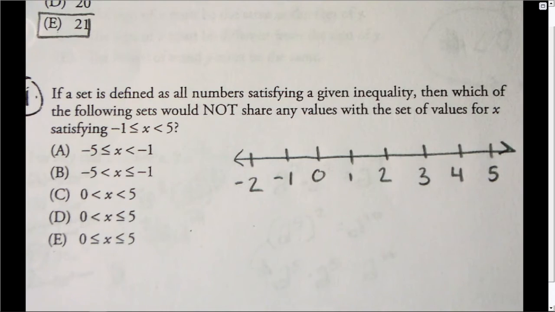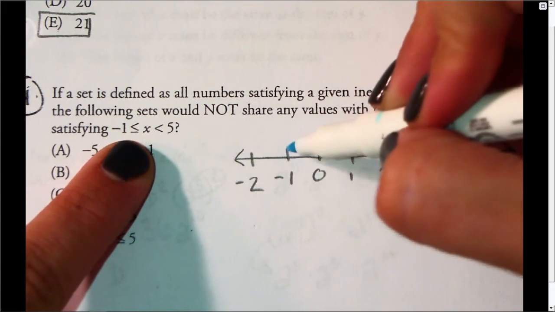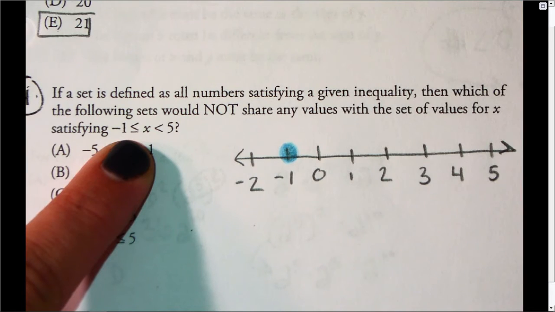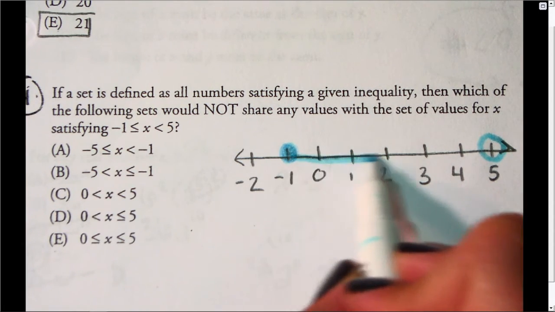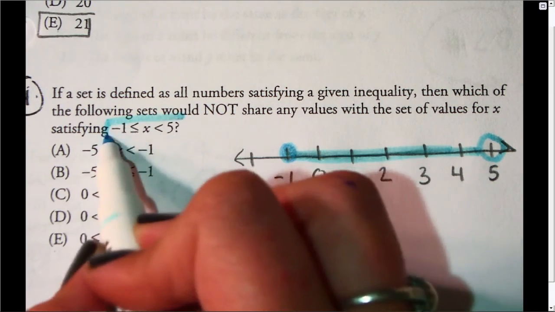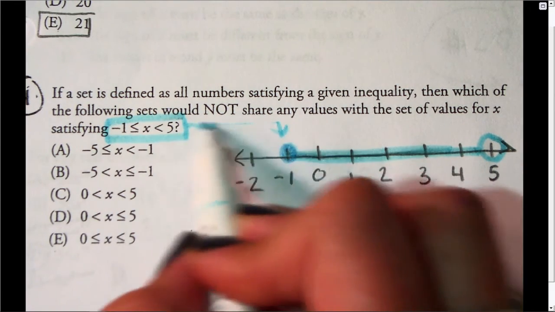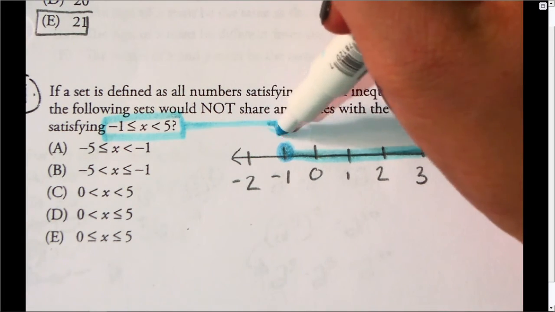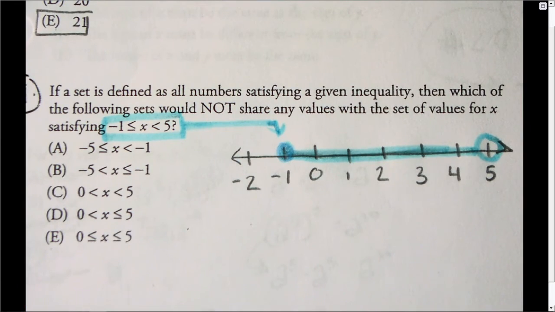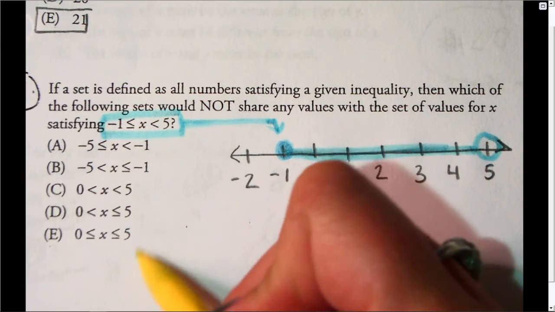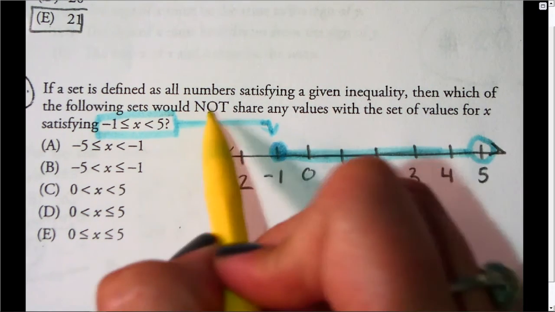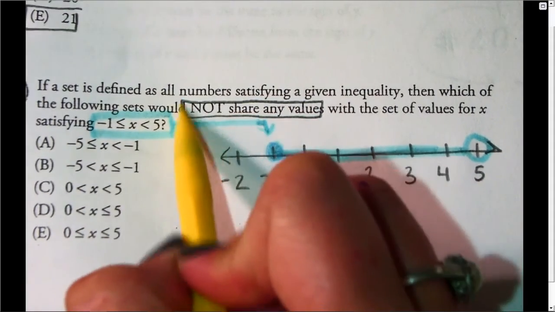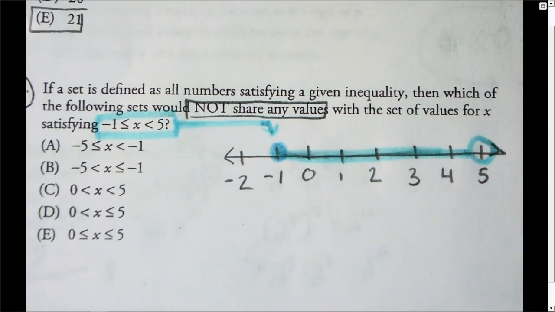So right here, I get -1 is less than or equal to X, so I'm going to close my parenthesis here, or close my circle. X is less than 5, so I'm going to put open. And then I shade. Okay, so this inequality is represented in blue. I'm looking for which inequality here does not overlap any of these blue values. When it says not share any values, that means these inequalities cannot overlap any blue.